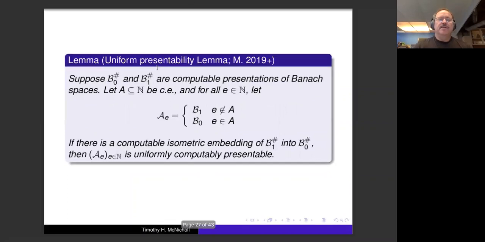One lemma we're going to use in this non-uniformity result is this lemma here, and just for future reference in this talk, I'm going to call it the uniform presentability lemma. Suppose B0 and B1 are computable presentations of Banach spaces. Suppose we have a CE set A, and for each natural number e, let A_e be B1 if e is not in A, and B0 if e is in A. Then if I've got a computable isometric embedding of B1 sharp into B0 sharp, then this sequence is uniformly computably presentable. So this gives me a way to code behavior of CE sets into sequences of presentations of Banach spaces.